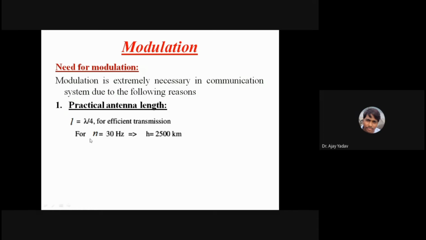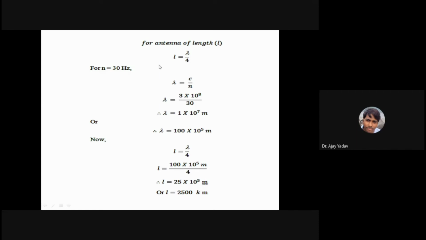For example, if the frequency of the signal is, suppose, 30 hertz, and you want to communicate via air, so radio communication will happen. So C you can take as 3 into 10 to 8 meter per second, because it will travel through air. The frequency of the signal is suppose 30 hertz. Then the length of antenna required is 2500 kilometer. Now, how does this come? The detailed calculation I am showing here.